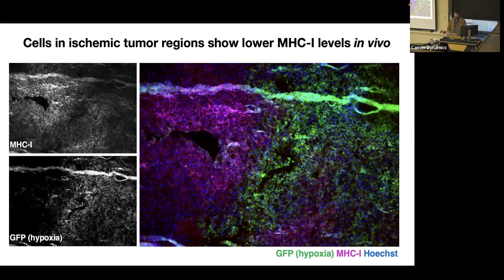If you look in vivo, you actually see a very similar thing, where tumor regions that are higher in MHC1 seem to be more well perfused, whereas more ischemic and hypoxic regions of the tumor seem to have lower levels of MHC1. And this is in mouse, but now we're working with a group in Canada trying to get clinical validation, hopefully, of these findings.